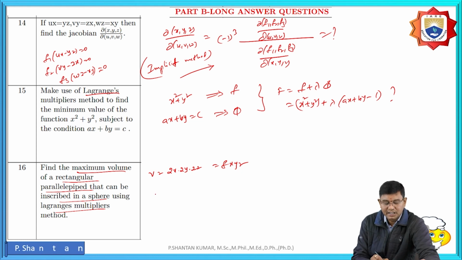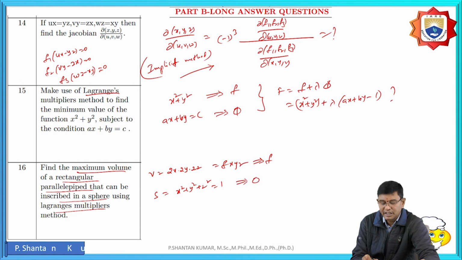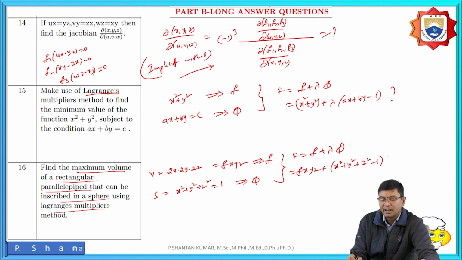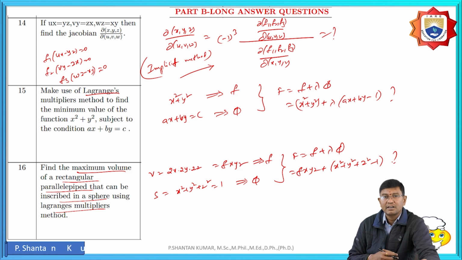The sphere is x square plus y square plus z square equal to 1. Based upon that, it is the same as before: f, and again phi, and capital F is f plus lambda phi. It is nothing but 8xyz plus lambda into x square plus y square plus z square minus 1, and find the solutions. These are the things we need to recall while we discuss: what is the sphere equation, what is the rectangular parallelepiped, and what is the volume condition, then find the solutions.